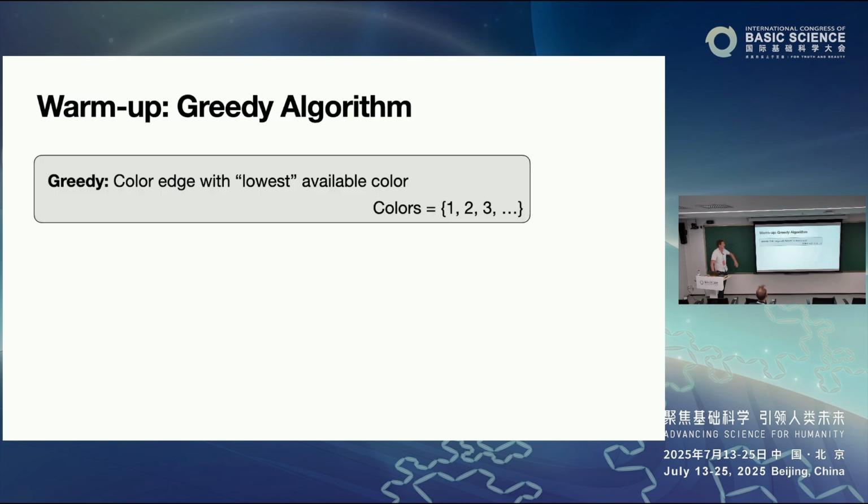Think of the colors as natural numbers, and give each edge the lowest color available. If none is available, introduce a new color. So this would go as follows: I give an edge, color 1 is available; I give an edge, 1 is available, then 2 is available, then the lowest color available is 3, here it's 2. All right, so that's greedy.